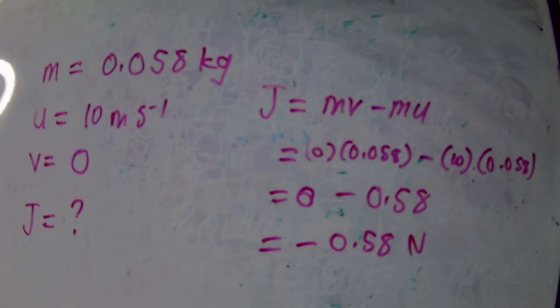So very simple, not much to it. There's really no other way to do it. It's negative because the ball is stopping, it's getting slower. The momentum change is negative, it's going in the opposite direction. If it gets faster, then it would be positive, right? So that's the first example.